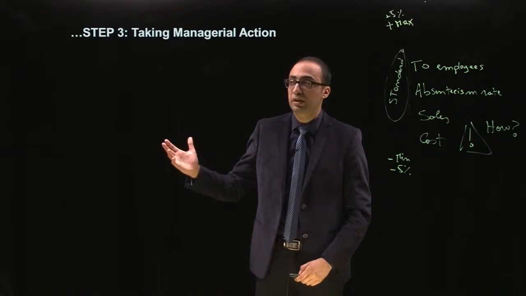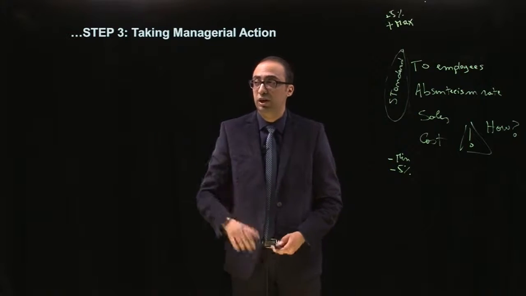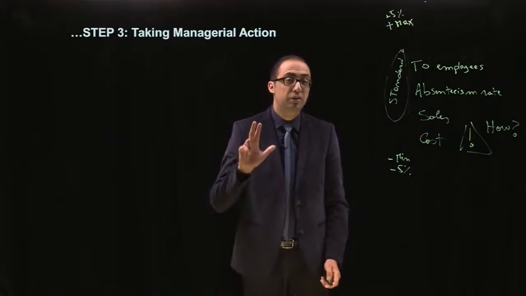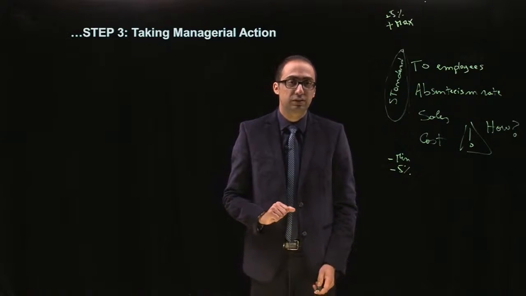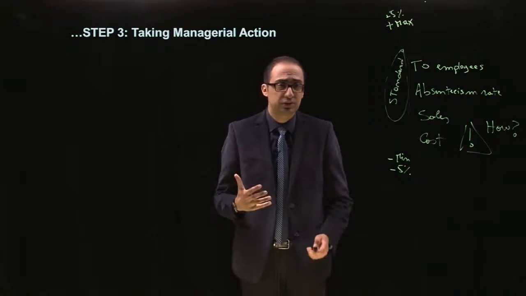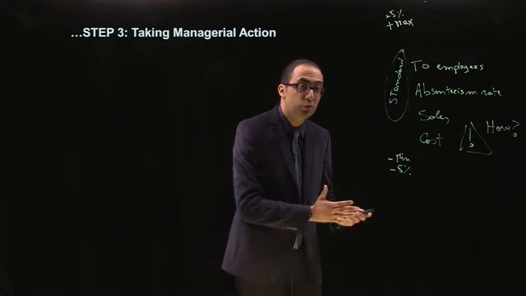Let us move now to the last step of the controlling process, which is to take managerial actions. Keep in mind that there are 3 main actions that you can take. 2 that are related, we will see how, and 1 which is not related, and it's a cause or consequence.